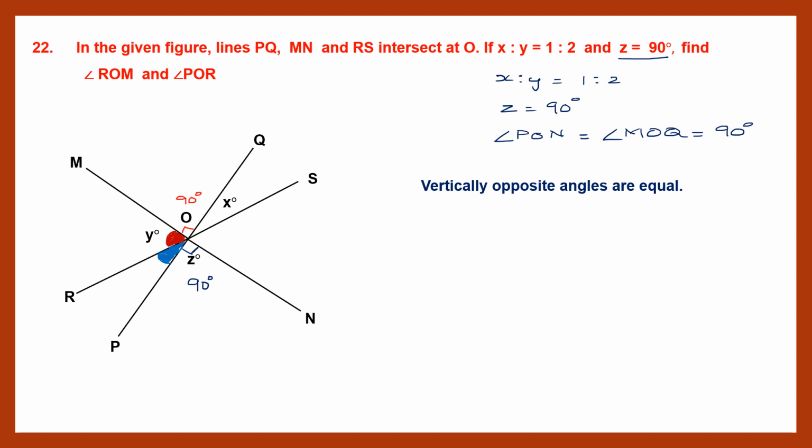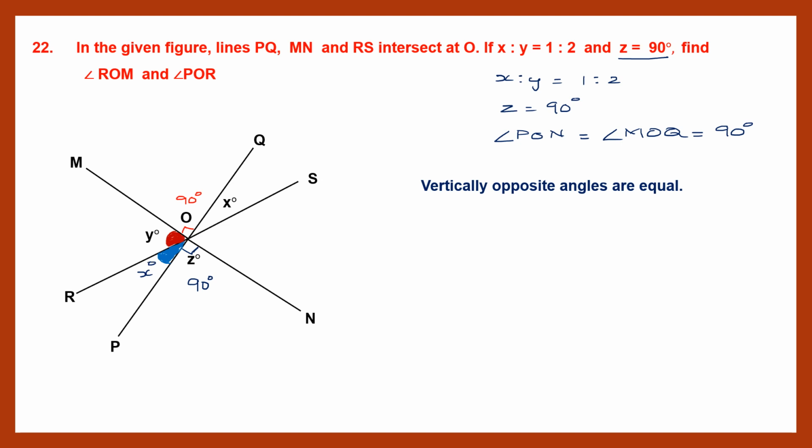Now, keeping this in mind, we are going to find out these unknown angles. Now, here we have 90 degrees. Now, here we have y degrees. Now, this one will be x. How will this be x? Because vertically opposite angle is x degrees. That means this will also be x. So this is x degrees.